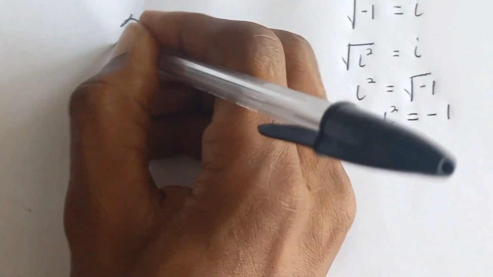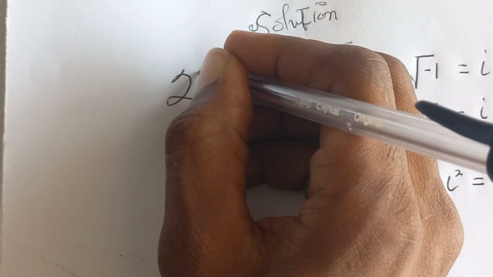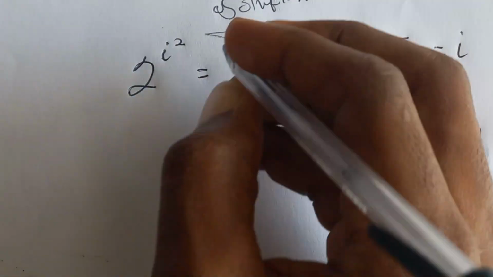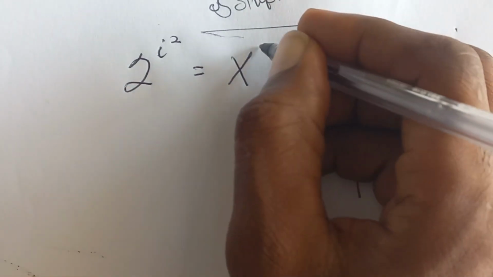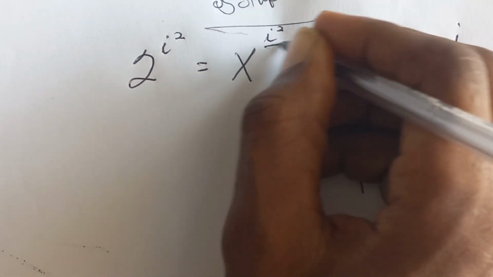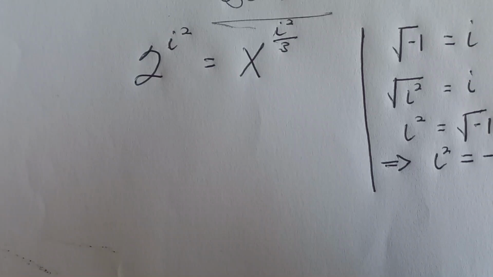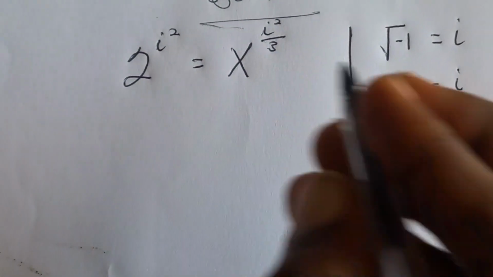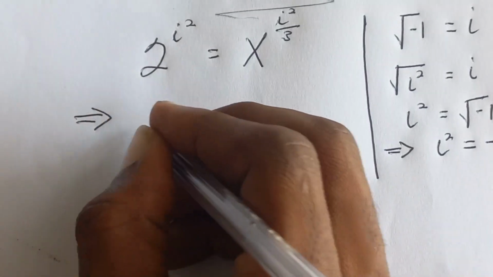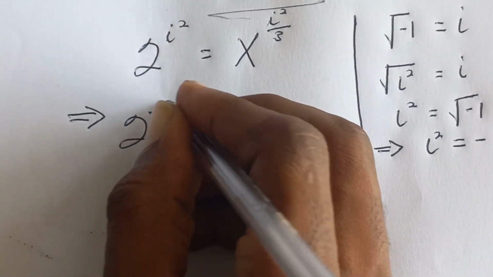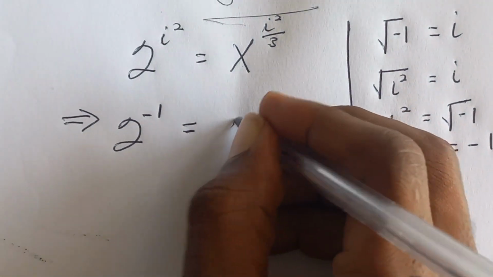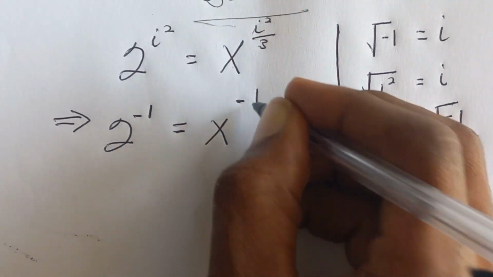So we are having 2 exponent i squared, which is equal to x exponent i squared over 3. Okay, so now we are saying that this i squared will be equal to -1. Okay, so our equation now becomes 2 exponent -1, which is equal to x exponent -1 on 3.